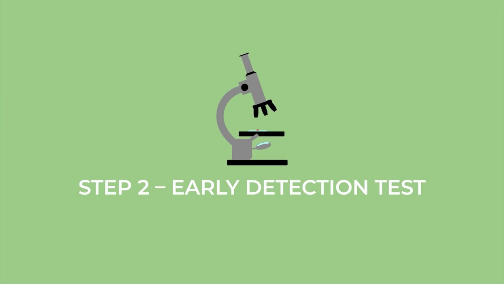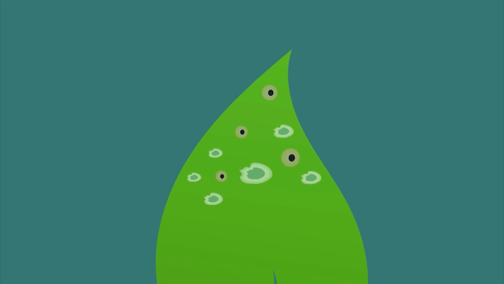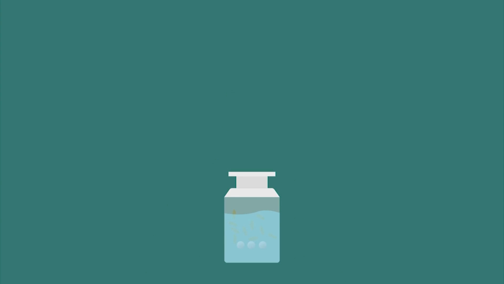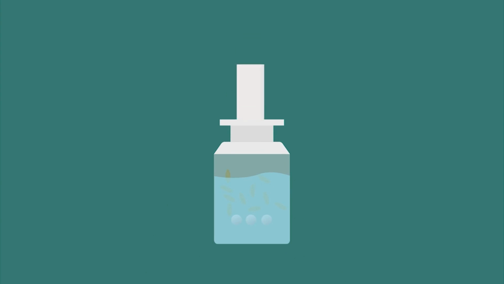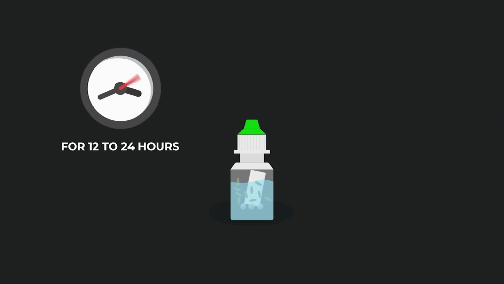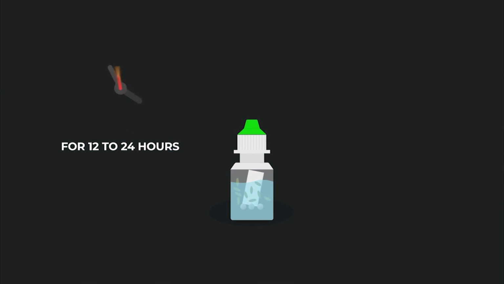Step 2, early detection. An early detection test is used to detect spores and early stage infections. To perform an early detection test, add 1 germination pad into the sample bottle and leave it in a dark place for 12 to 24 hours before testing.